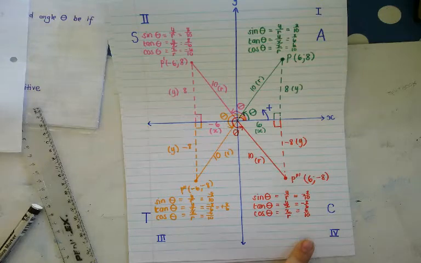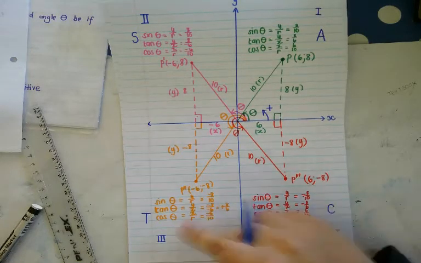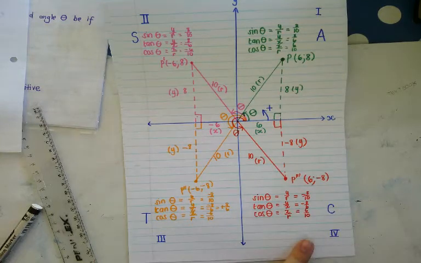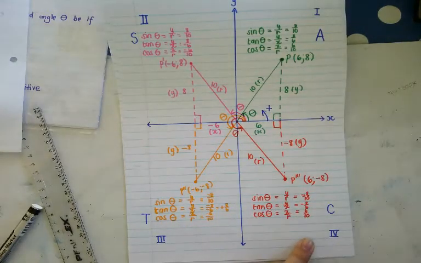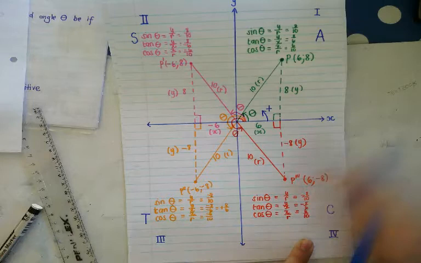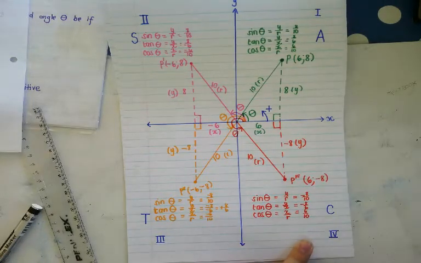So if I asked you in which quadrants is tan positive, which quadrants would you tell me? 1 and 3. What about cos? Where's cos positive? 1 and 4. Where is sine negative? 3 and 4. Where are all three positive? In 1. Now I'm going to add to it.